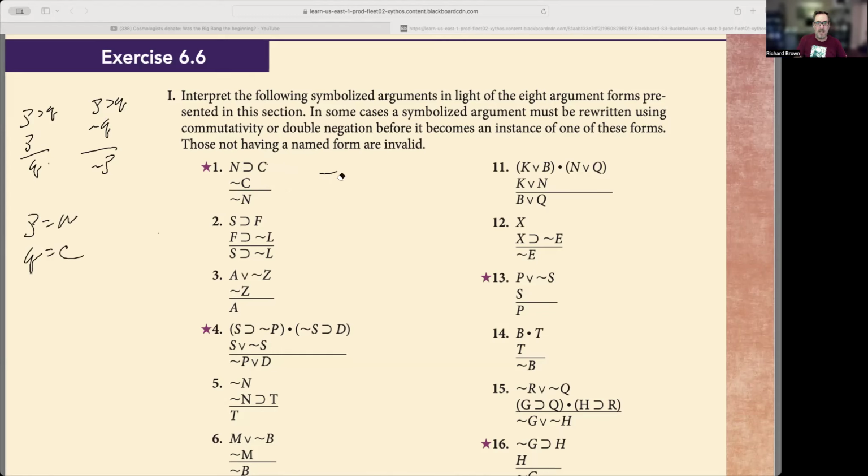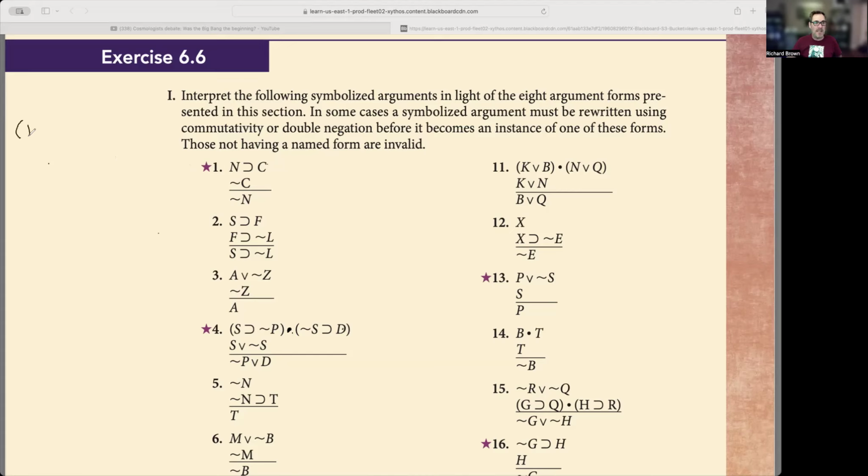Okay, so moving on to number 4 down there. We have S horseshoe tilde P dot tilde S horseshoe D. Then you have S wedge tilde S, and the conclusion is tilde P wedge D. So this one has a dot of 2 horseshoes. So that looks like it's going to be either constructive or destructive dilemma.